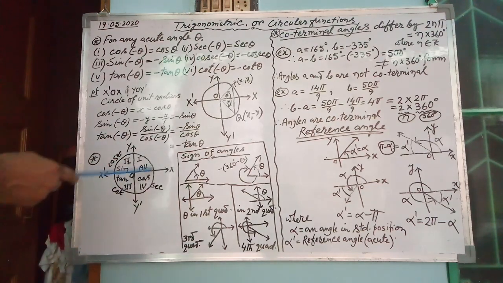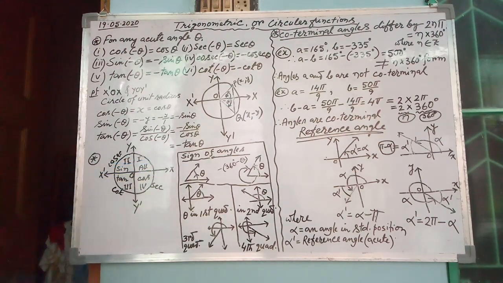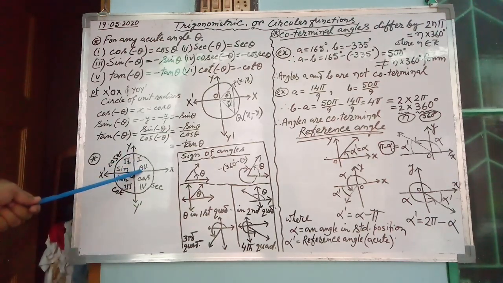Why do we write like this? We have written "all", which means all trigonometric functions are positive in the first quadrant. Here all trigonometric functions are positive in the first quadrant.